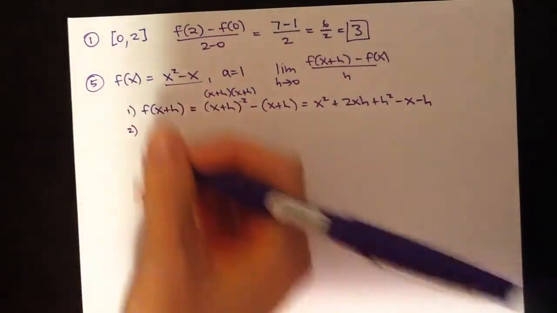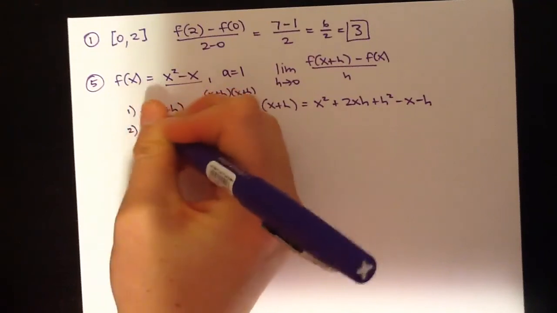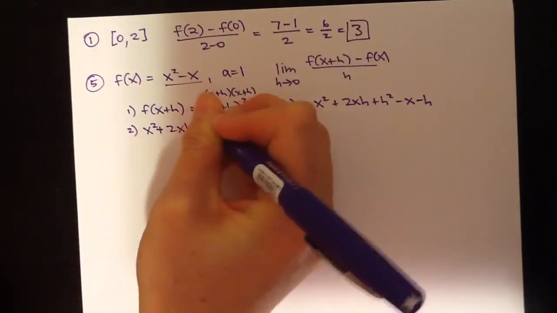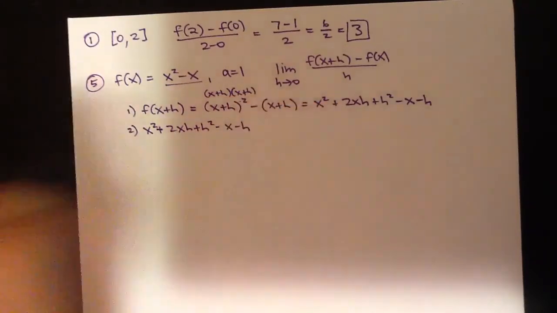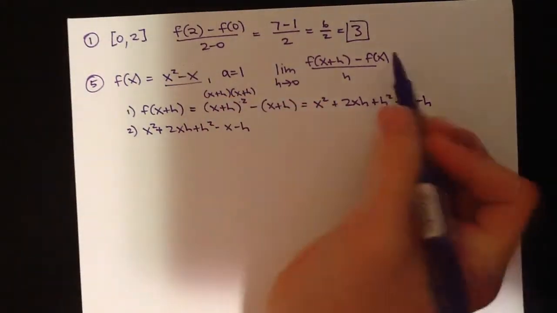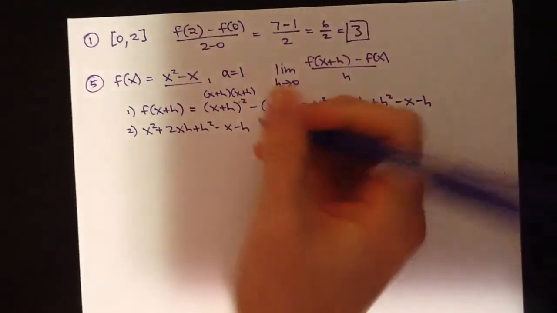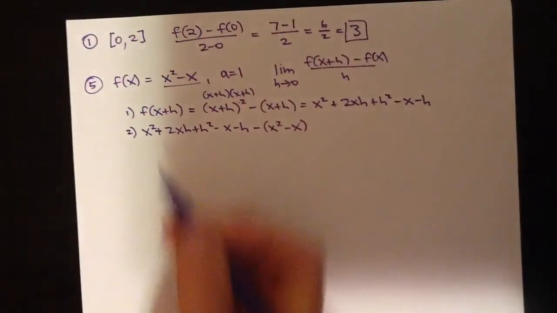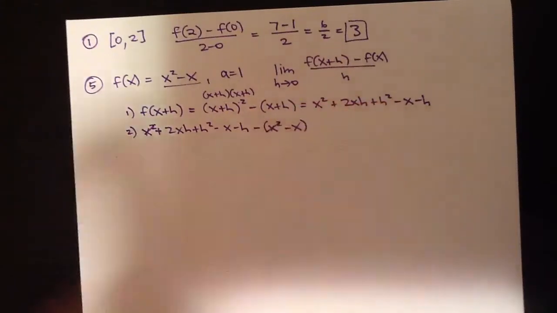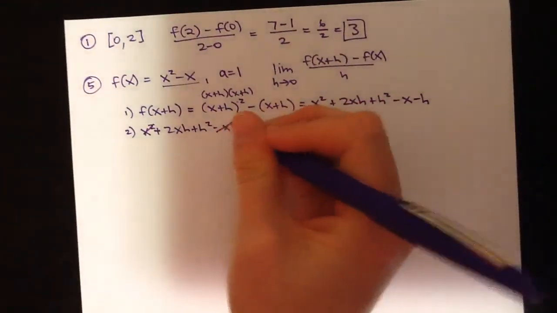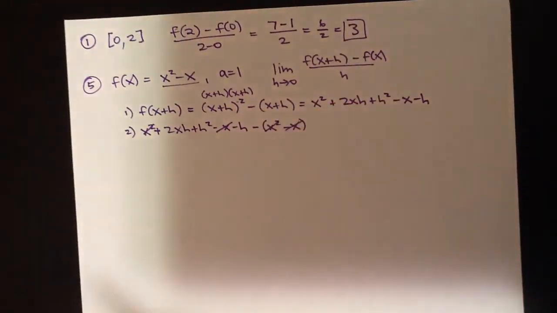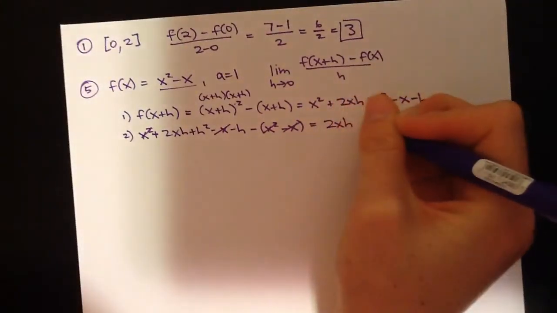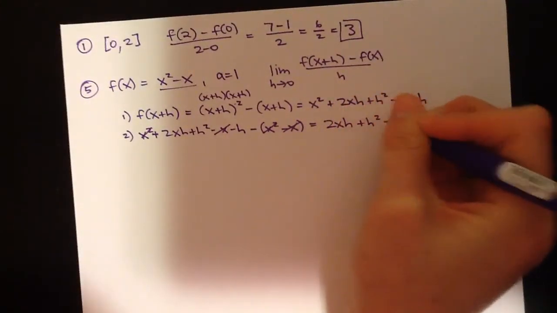But step 2 is we take where we left off in step 1, and then we subtract the original function f of x, if we're following this formula right here. So then minus, in parentheses, x squared minus x. So we've got this x squared that can cancel with this x squared, and then this negative x, then we have minus a negative x, so those will cancel as well. So what we're left with is a 2xh plus h squared, and then minus h.